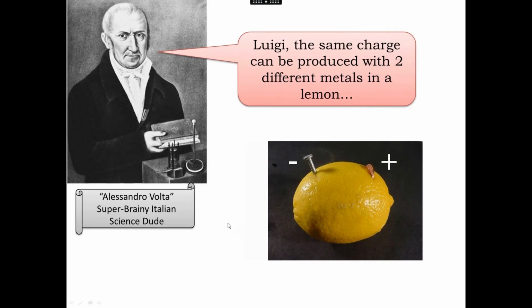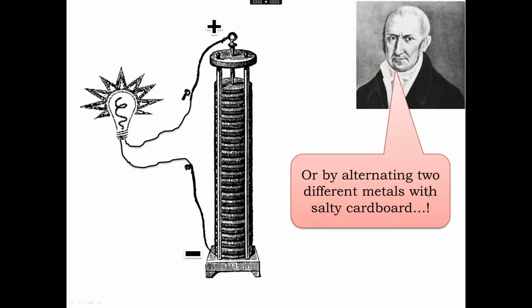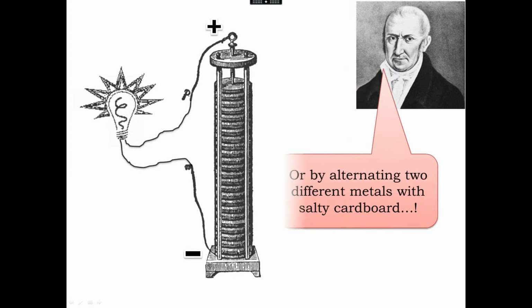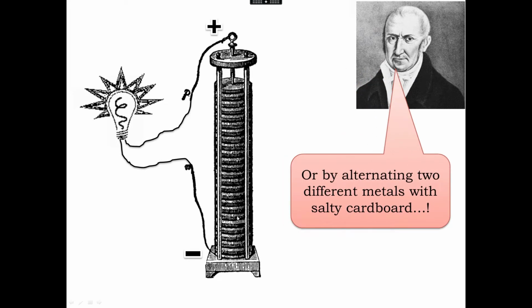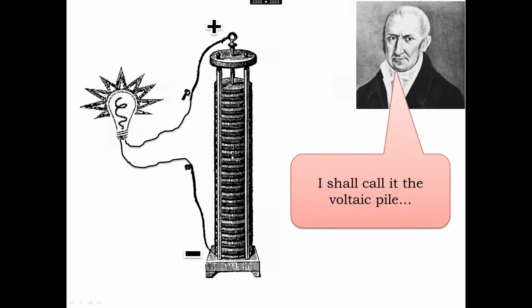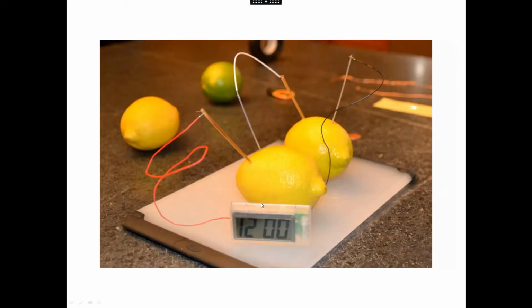And he showed that the same effect could be produced with a lemon, two different metals, can produce electricity. And he also then showed that it didn't need to be a living thing. You can use salt water, so cardboard soaked in salt water, but different plates of metals, he used copper and zinc, and that will produce electricity. And that's how the first battery was produced. He called it a voltaic pile, right? And we can use fruit to make batteries using the same effect.